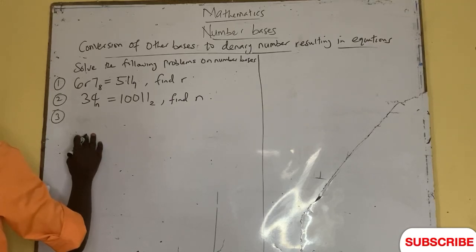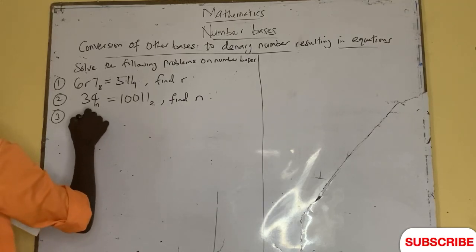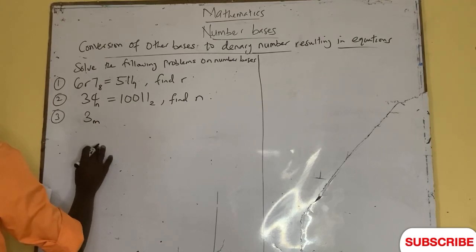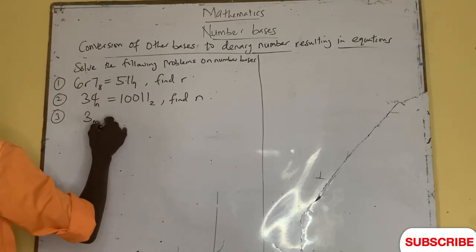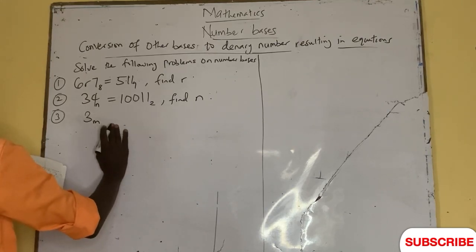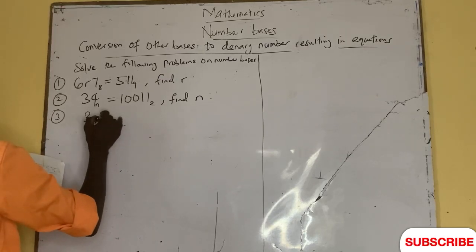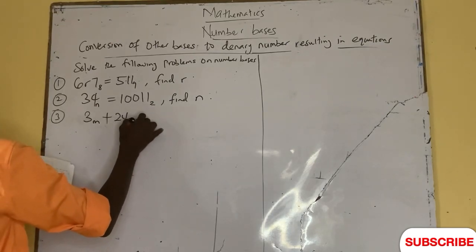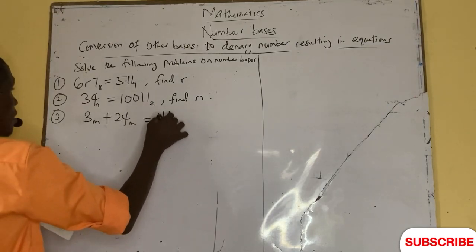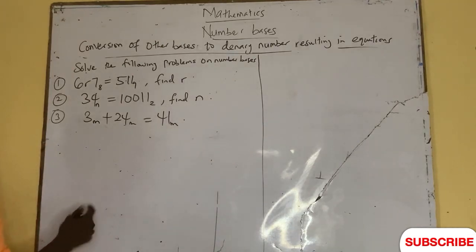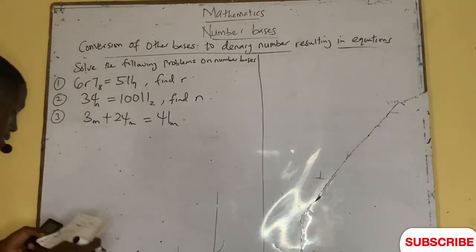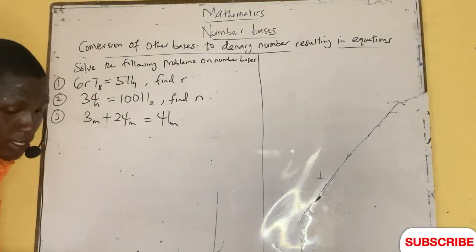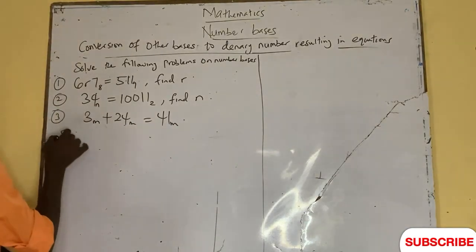Number 3: we have 3 base m plus 3 base m plus, now look at this, 3 base m plus 24 base m equals 41 base m. We have a series of examples on this, but I will not take much of our time. We can do that later in our subsequent lessons.